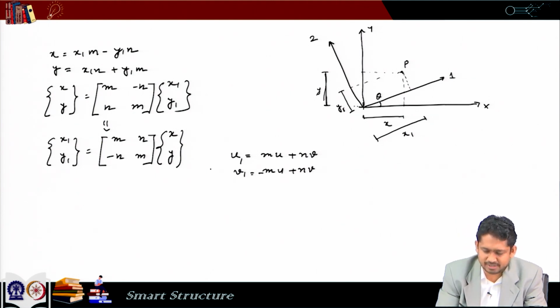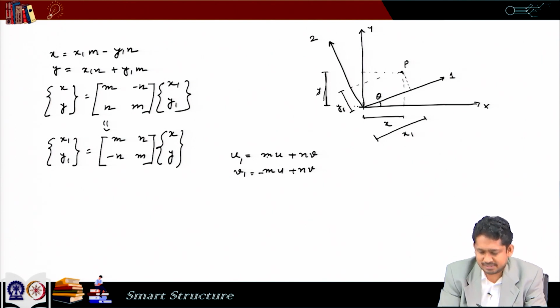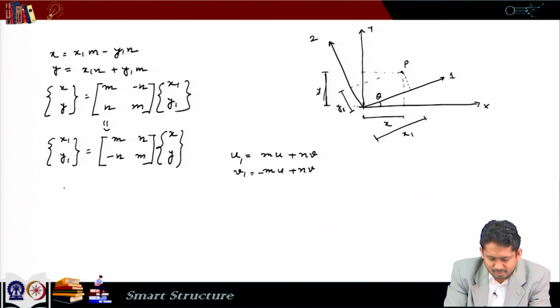So, e1 v1 are movement along x1 y1 and u v are movement or displacement along x and y. So, they also follow the same relation. Now, let us define a strain epsilon 1. So, epsilon 1 as per definition should be the derivative of displacement along x1 with respect to x1.